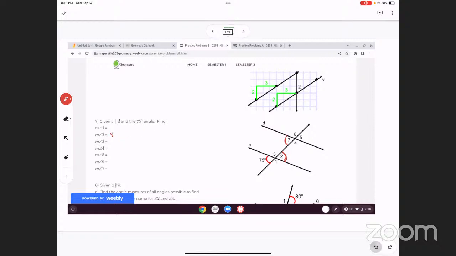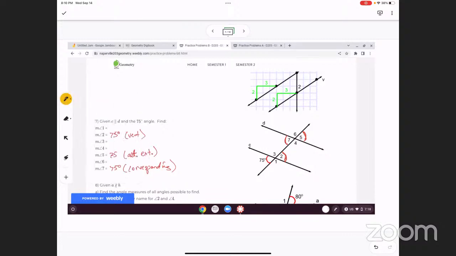I'll do it like this. Number 2 is going to be 75 degrees because it's vertical to the 75-degree angle that they gave you. Number 7 is 75 degrees and it's corresponding. That's a corresponding angle. Number 5 is congruent to 75 degrees because it's alternate exterior. Do you see that? It's alternate exterior. So those 4 angles are all equal to each other.